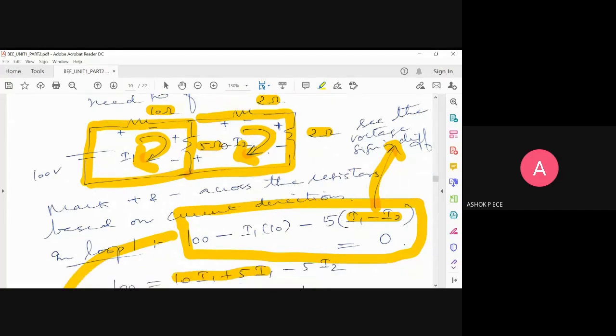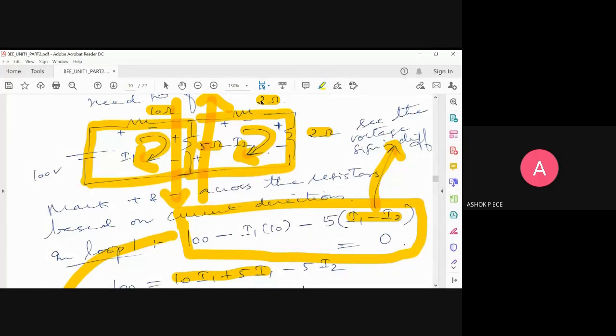See, when you come to 5 ohms, in 5 ohms, I1 is coming from top to bottom like this, and I2 is flowing from bottom to top like this. The current directions are different, so effectively you have to subtract. And how will you subtract? You have to use I2 minus I1 because I2 is our focus. And see, the current flow polarity is plus to minus. Plus to minus means you'll put a minus sign.